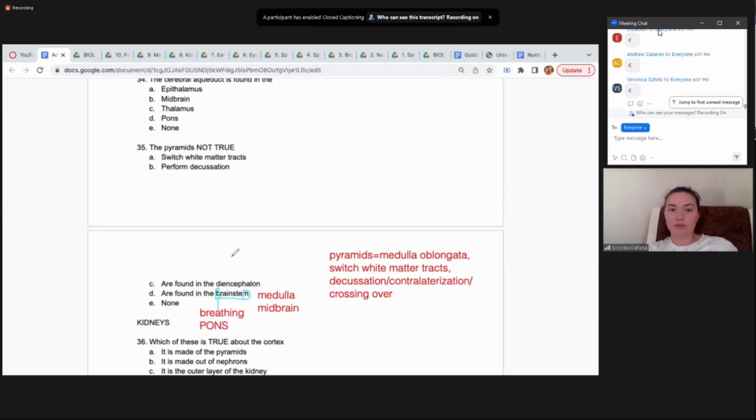Versus the diencephalon is going to be your three: thalamus, one, two, and three. Thalamus, epithalamus, and then hypothalamus, right? Diencephalon. I don't know if I can really see a way to remember that, but maybe remember brainstem, M for medulla, and B for breathing for pons.